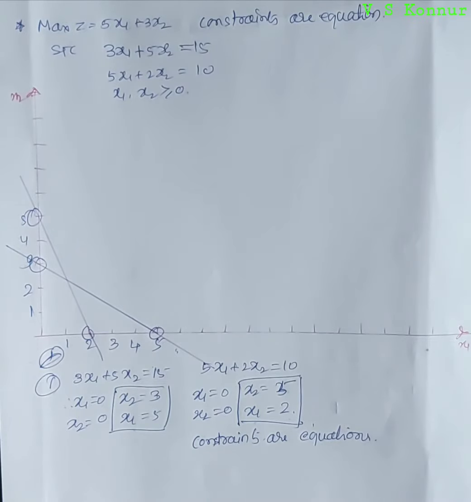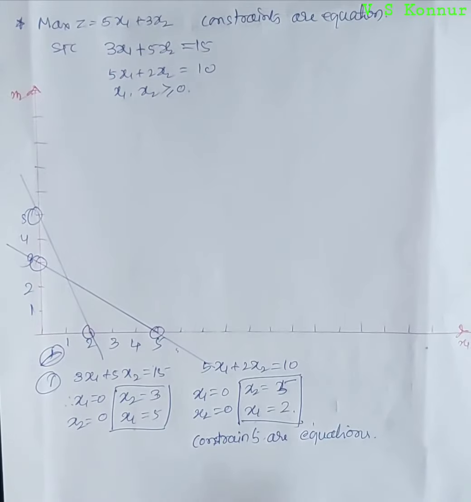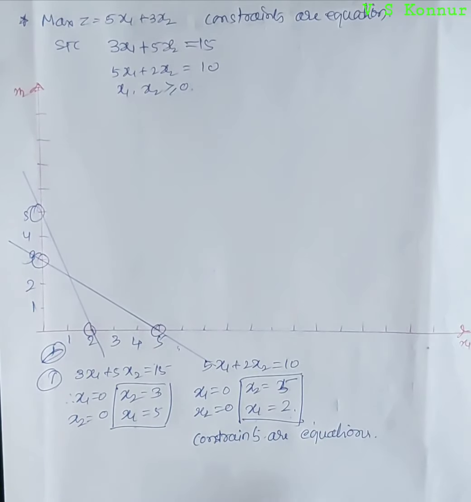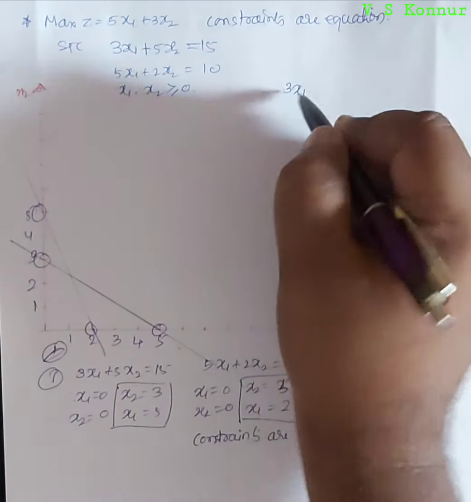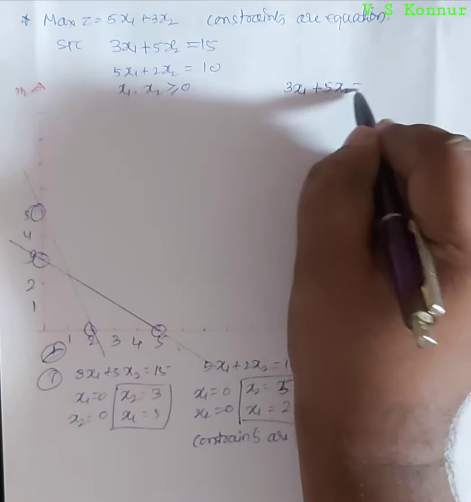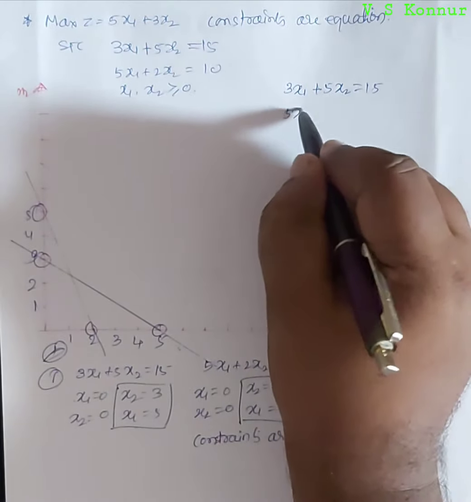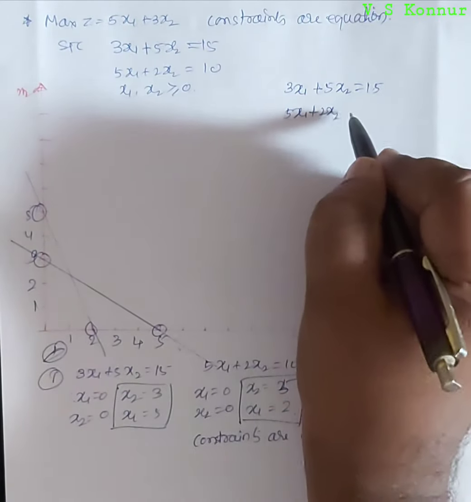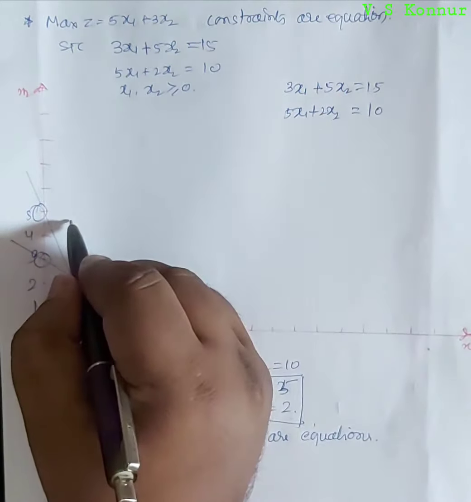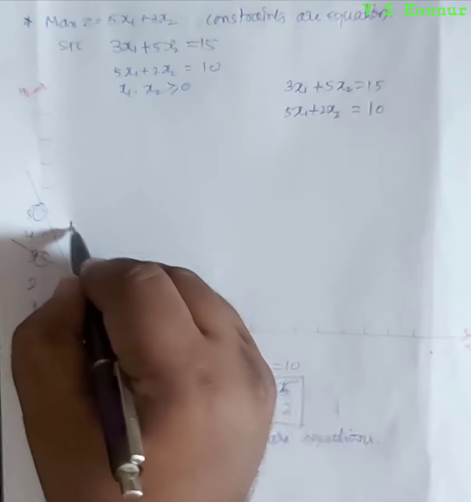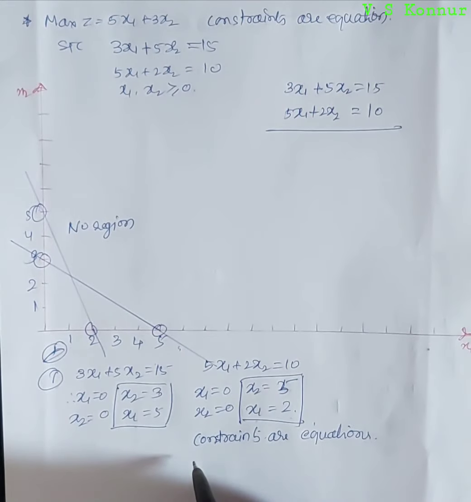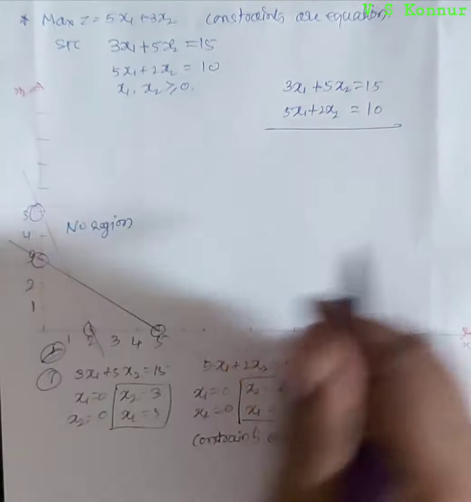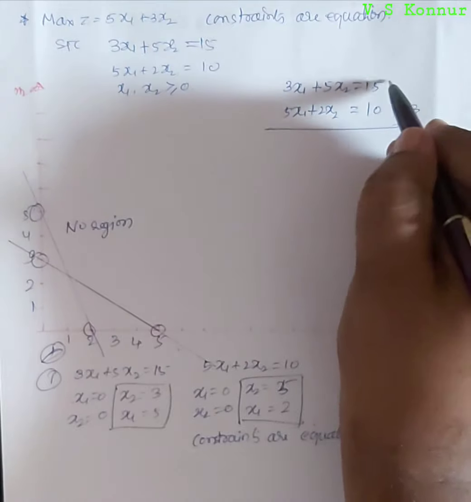For this type of problem, you can also solve it as linear equations. So we'll explain here. 3x1 plus 5x2 is equal to 15. 5x1 plus 2x2 is equal to 10. Before that, you have to write here constraints are equations, and you have written no region. Because of that, you have to solve it as linear equations. So one side you have to multiply by 3, and the other side by 5.